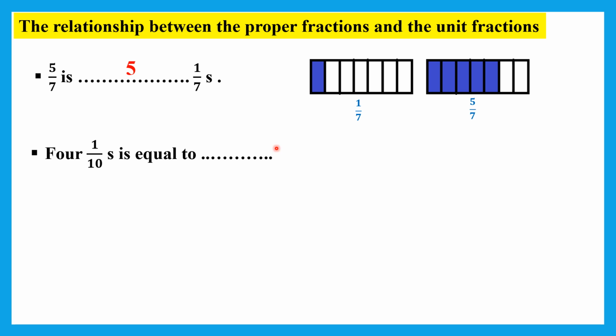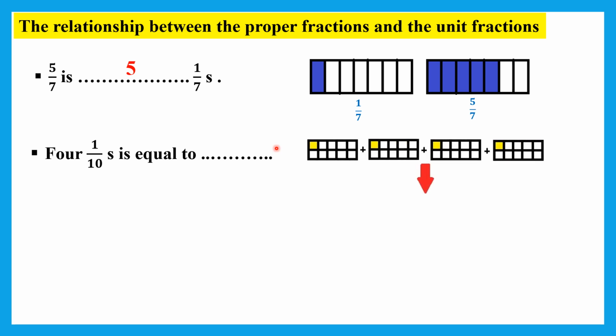Now again I am using figures. Here the phrase before the 'is' is 4 1/10. Before the 'is' we have 4 1/10. So four 1/10s. I see this one is 1/10, and this one is 1/10, 1/10 and 1/10. Now we have to represent these 4 fractions in a single fraction. I have to take all four of these into one figure.